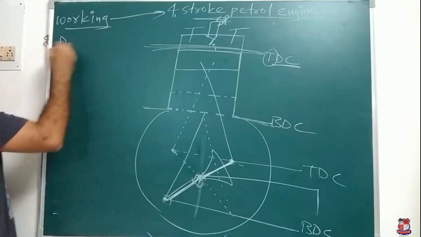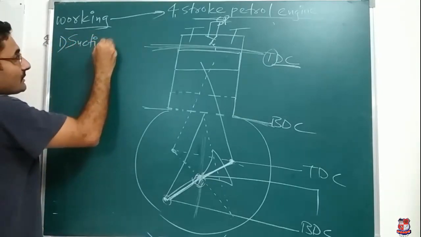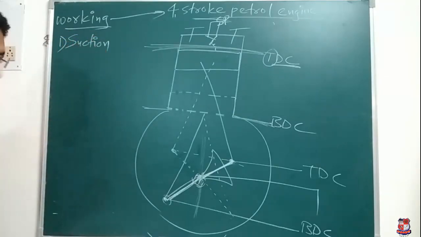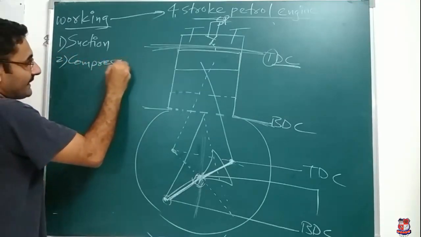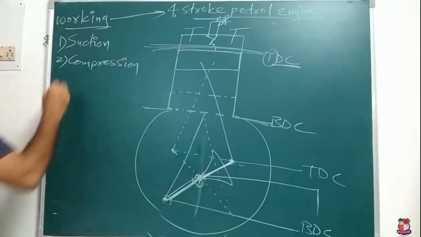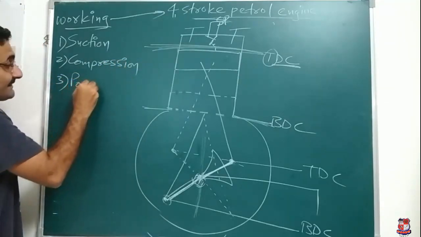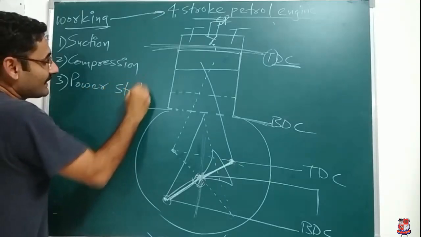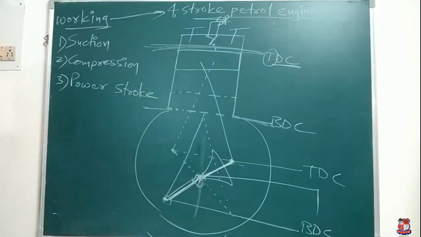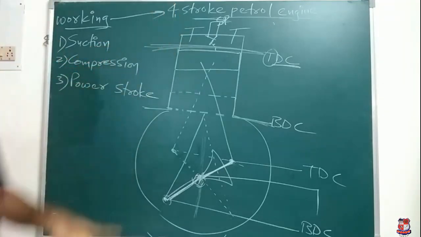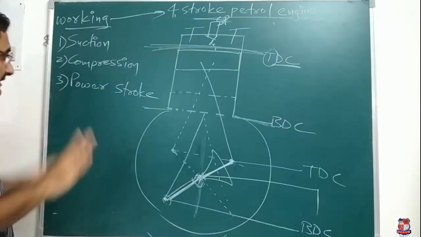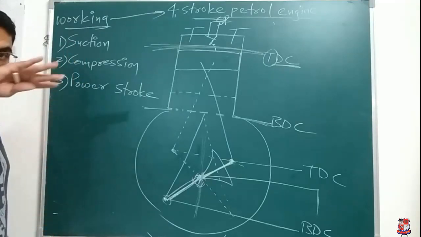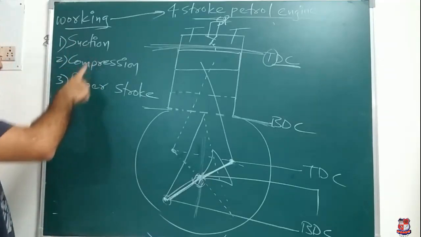The first stroke is always the suction stroke. The second stroke is the compression stroke. The third stroke is the important one, the power stroke, that I told you before. We get one power stroke for the complete 2 rotations of the crank. That is the working principle of the 4-stroke engine. In detail we will go later, but up till now remember the number of strokes is 4: first is suction, second is compression, third is power.